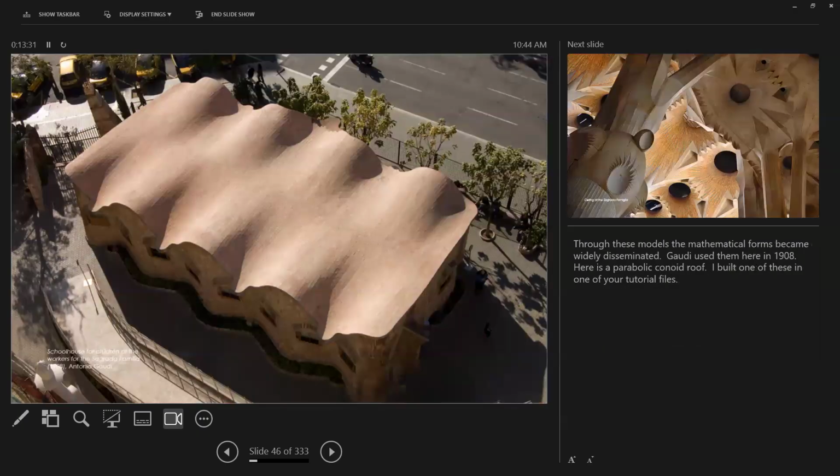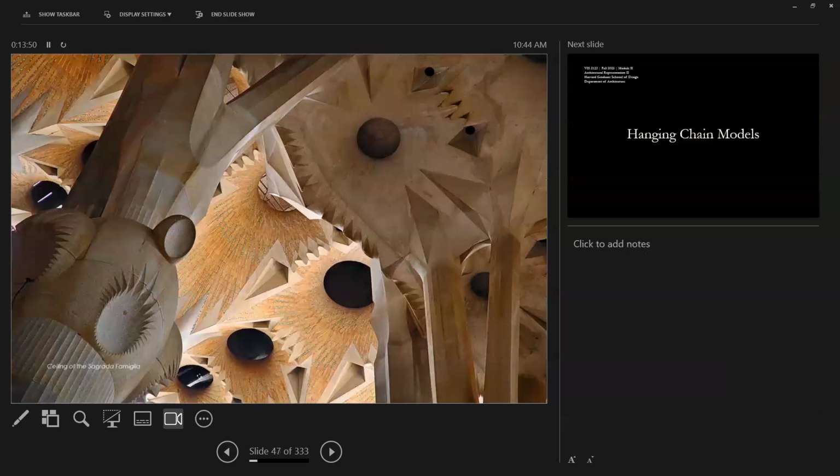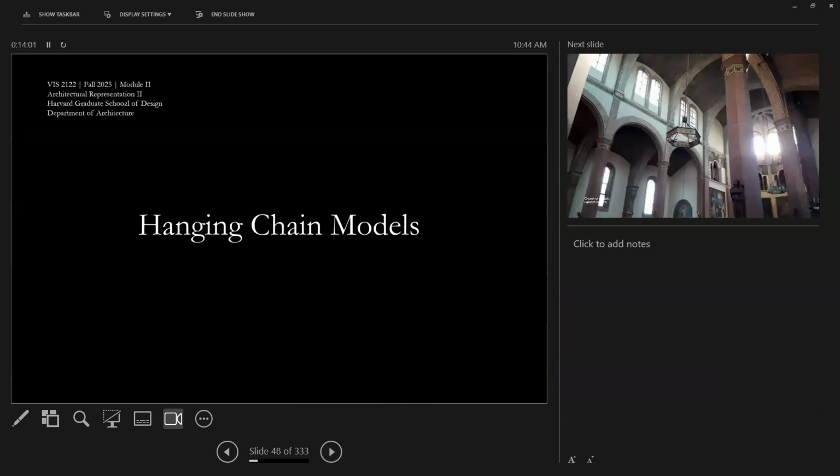So I think the dissemination around this time, this is in 1908, Gaudi started using these ruled surface forms in his work. And I don't know how documented the connection between those is, but certainly it was the same time period, and the ruled surface, the hyperboloid and the conoid appear in his work. And so I think the dissemination of those mathematical models at that time was inspirational there.